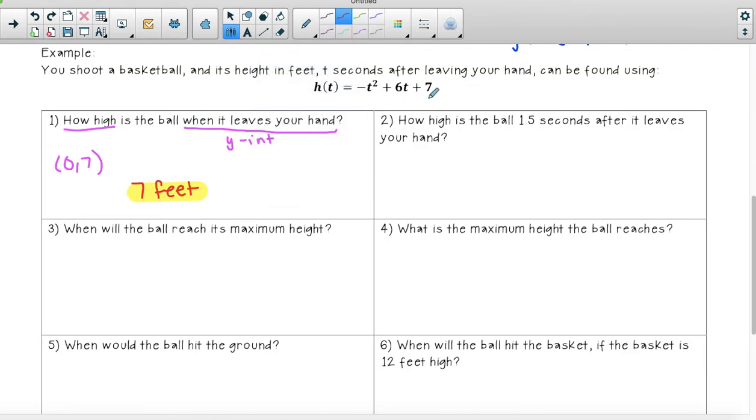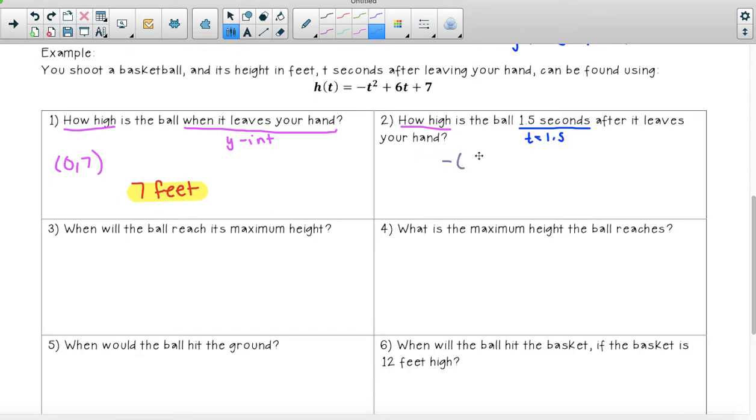The next question says, how high, so again, how high means the y value, is the ball 1.5 seconds after it leaves your hand? So we're looking for the y value, but we're given the time, so that's our x, our time is equal to 1.5 seconds. So if it's asking for a y value at a specific time, we can substitute our time into the values for time. So we plug this in.